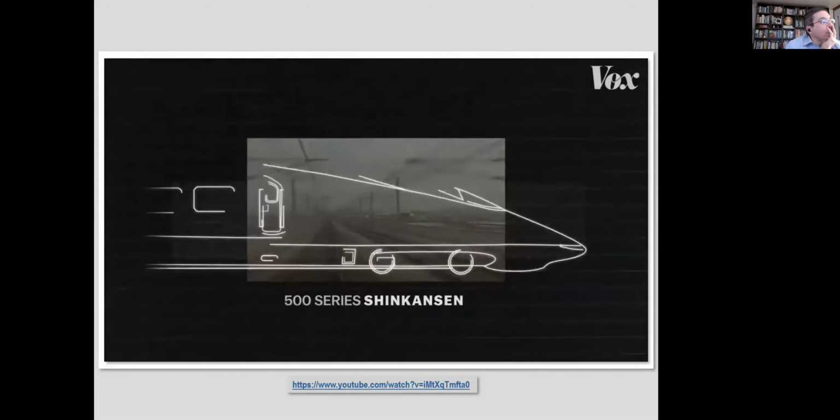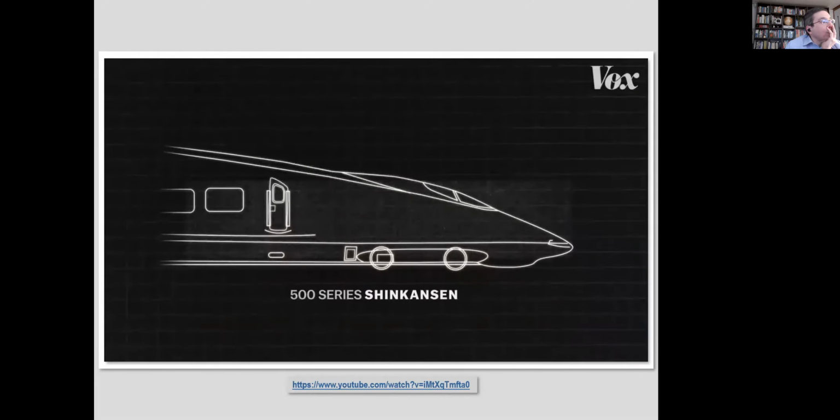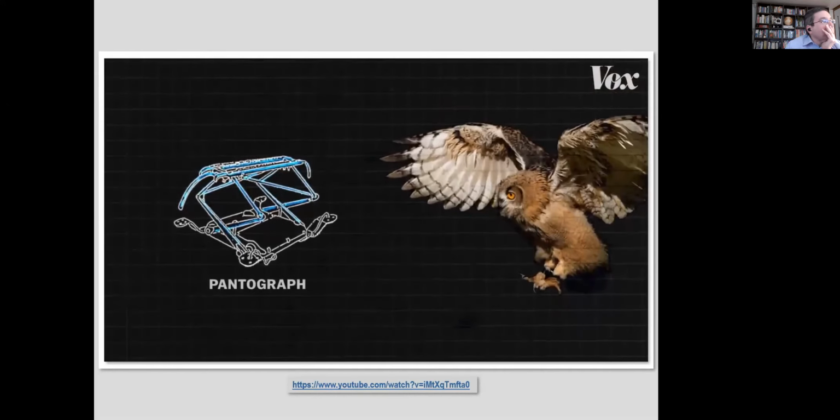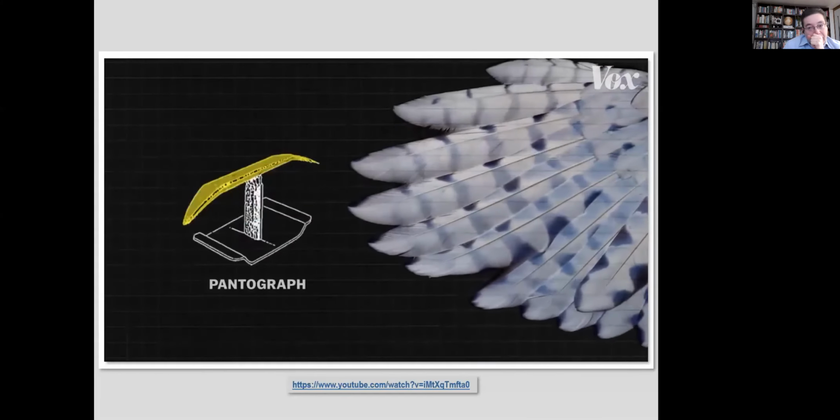Different components of the redesigned bullet train were based on different birds. Owls inspired the pantograph. That's the rig that connects the train to the electric wires above. Nakatsu modeled the redesign after their feathers, reducing noise by using the same serrations and curvature that allow them to silently swoop down to catch prey.